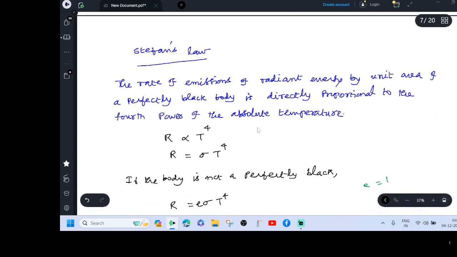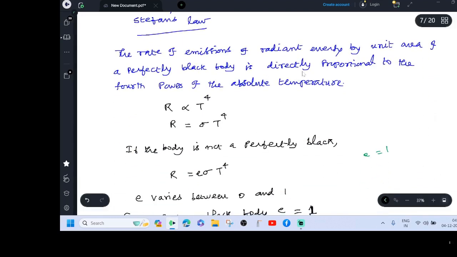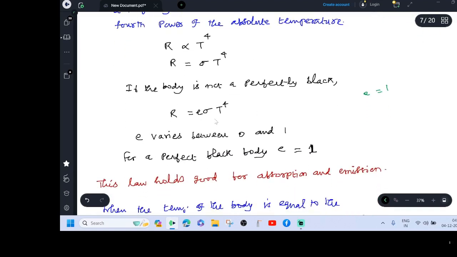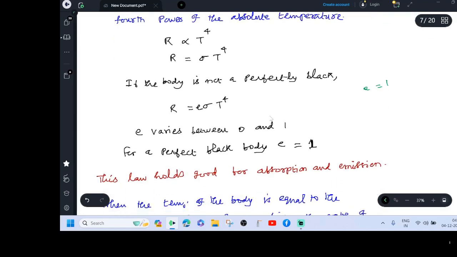In Stefan's law, the rate of emission of radiation from a perfect black body is directly proportional to the fourth power of the absolute temperature. To remove the proportional sign, we are using a constant sigma, which is called Stefan's constant. If the body is not a perfect black body, we have to add one term E, emissivity power. For a perfect black body, the emissivity power is 1. If it is not a perfect black body, the emissivity power varies between 0 and 1.